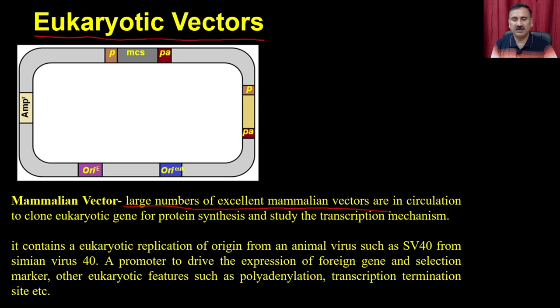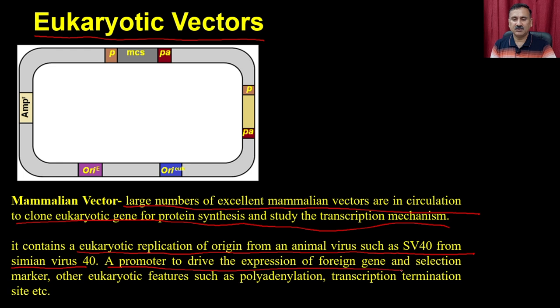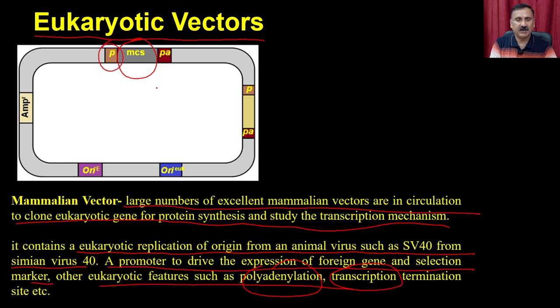A large number of excellent mammalian vectors are in circulation to clone the eukaryotic gene for protein synthesis and to study the transcription mechanisms. It contains a eukaryotic origin of replication from an animal virus such as SV40, a simian virus, a promoter to drive the expression of the foreign gene and the selection marker, and the other eukaryotic features such as polyadenylation, transcription termination, etc. So this is the mammalian expression vector, where you have the multiple cloning site, you have the promoter, and you have the other features of the plasmids. You can also have the origin of replication for the eukaryotic system, the origin of replication for the bacterial system, then the antibiotic resistance genes, and so on.